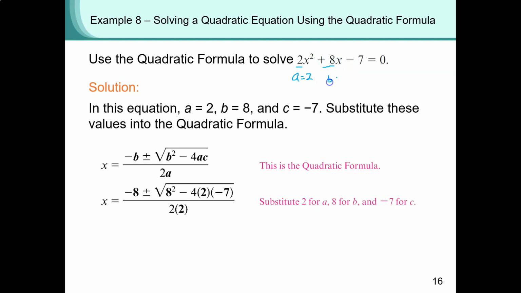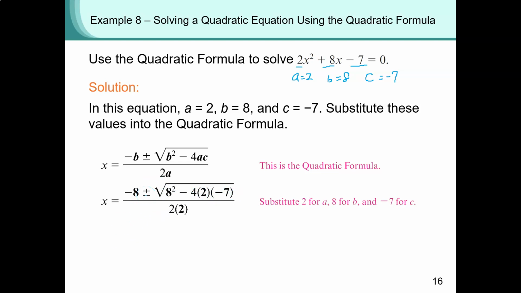b is 8. c is negative 7. You recognize a, b, c from the equation. So now, plug into the formula. We will have 2a on the bottom, so 2 multiplied by 2. On the numerator, you have negative b, so we have negative 8, plus or minus the square root of b squared, b is 8, so 8 squared minus 4 multiplied by a multiplied by c.